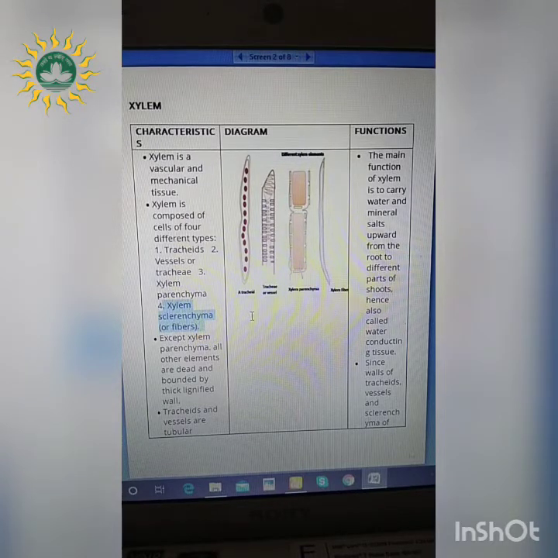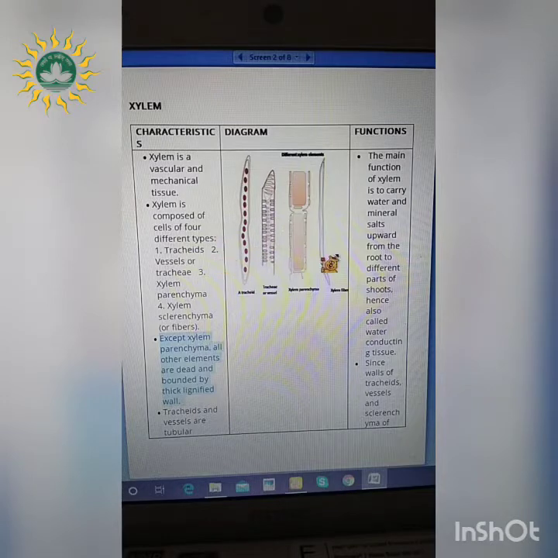fibers. In this diagram, you can see the first one is a tracheid, the second one is a trachea or the vessel, third one is a xylem parenchyma, and the fourth one is the xylem fiber. So, except xylem parenchyma, all other elements are dead and bounded by thick lignified walls. So, except xylem parenchyma, the other three are all dead cells and they consist of lignin, which is helping in the strength and rigidity of the tissue.